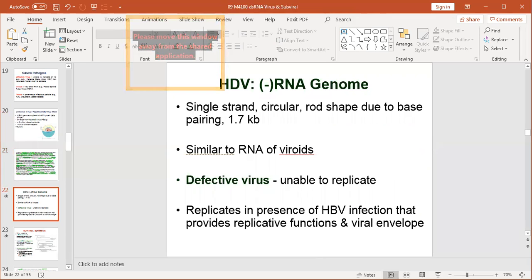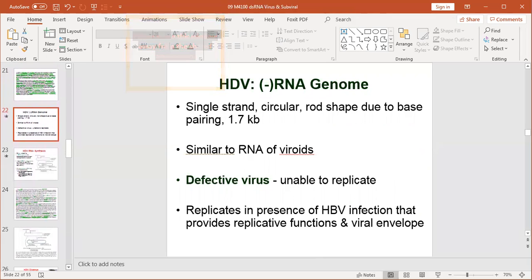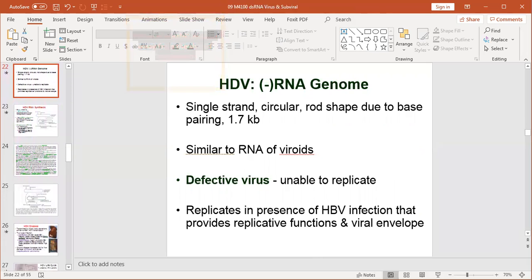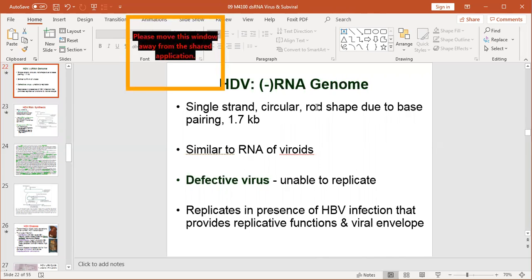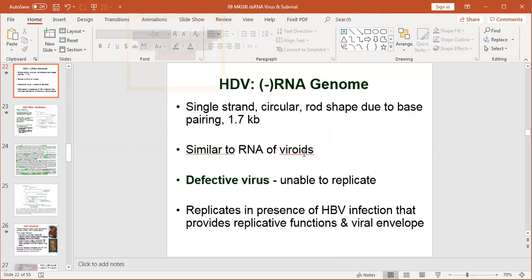Slide number 22 talks about the HDV genome, which is a single-stranded negative-sense RNA genome. Again, it's single-stranded and circular. Even though it's circular, due to base pairing it looks like a rod. It's just complementary base pairing, and it's relatively small, 1.7 kb. This genome is very similar to the RNA of viroids.